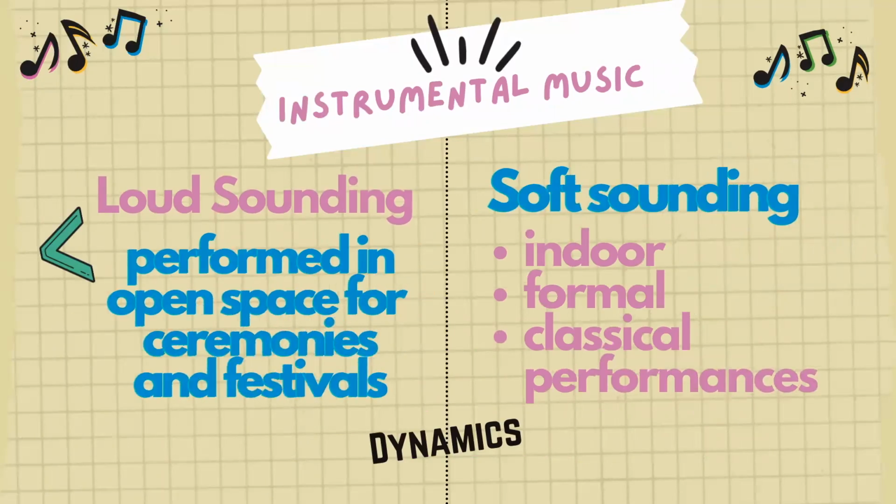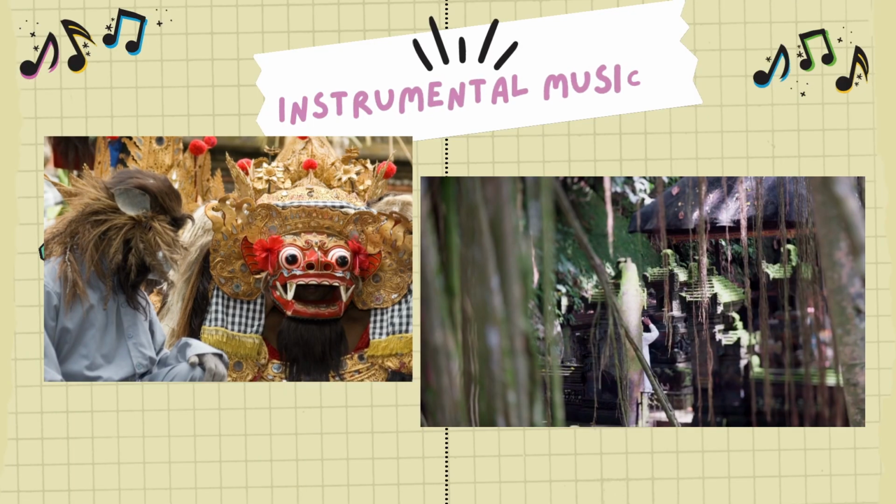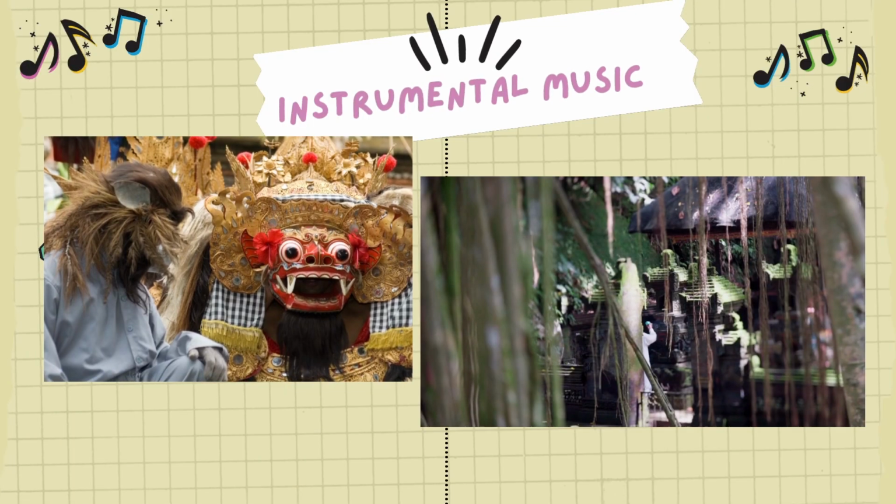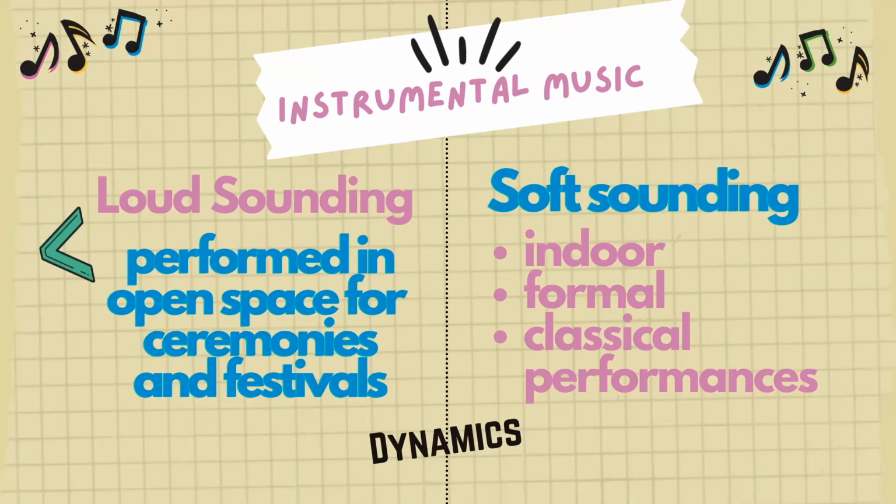Instrumental music may sound loud or soft. Loud sounding music is most likely performed in open spaces for ceremonies and festivals. Soft sounding music is most likely performed indoors or in formal classical performances. And these are described by what we call dynamics.